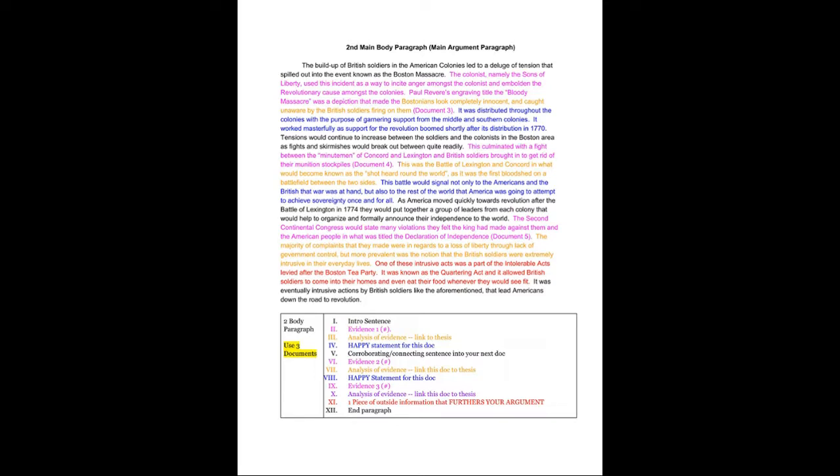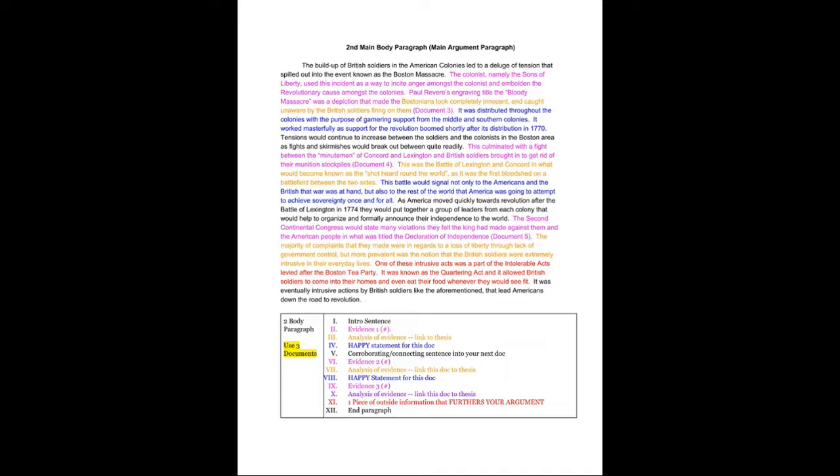fire their weapons. Now, this is where I get into my next sentence, where I'm going to use my first happy statement. Okay. And this is what it is. It was distributed throughout the colonies with the purpose of garnering support from the middle and southern colonies. It worked masterfully as support for the revolution boomed shortly after its distribution in 1770. So not only am I saying its purpose, but I'm also saying the effect, what happened because of this.